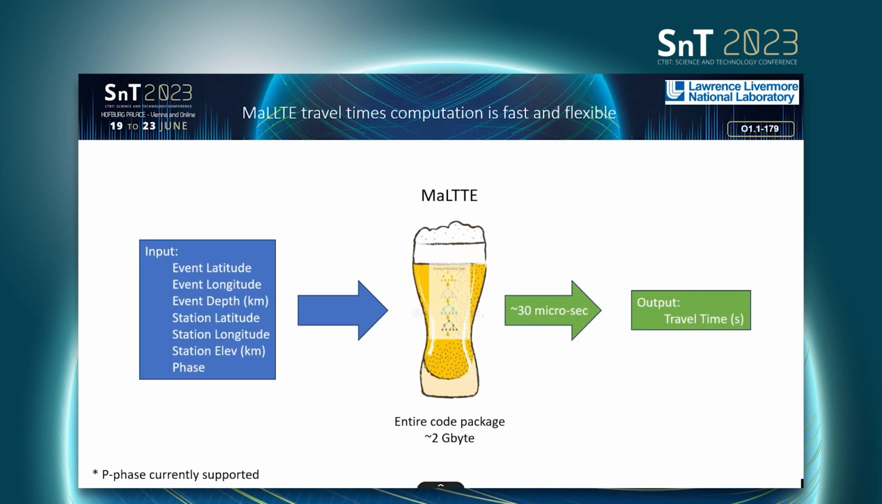So I'm getting towards the end here, and this just shows that the input is very simple. It's just the event latitude, longitude, depth, the station latitude, longitude, and elevation, and the phase, which right now is only a P wave. You input that into this MALT package. It's about 2 gigabytes, but most of that is the XGBoost code itself. The module for MALT is only about a few tens of megabytes. In 30 microseconds, you get an output, a travel time. And right now, P phases are the only ones supported, but we're going to extend that, and we can also extend that to path-specific uncertainties.